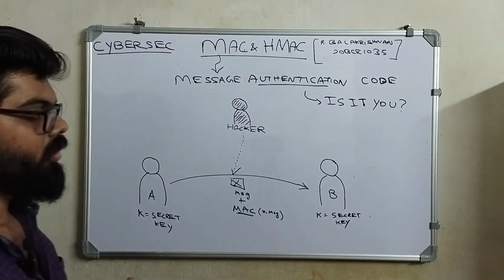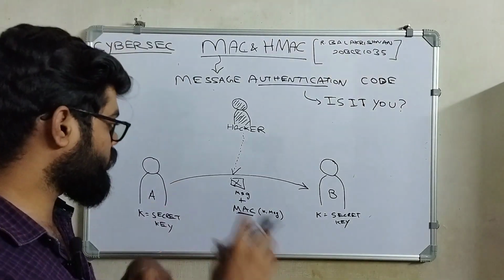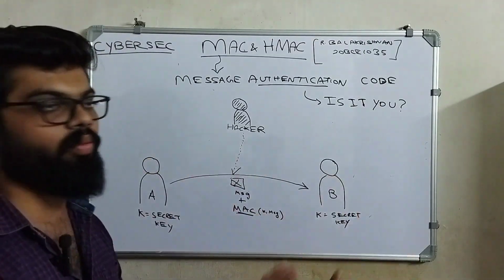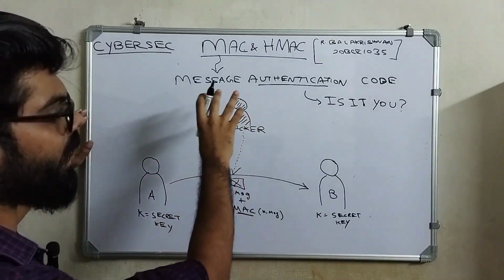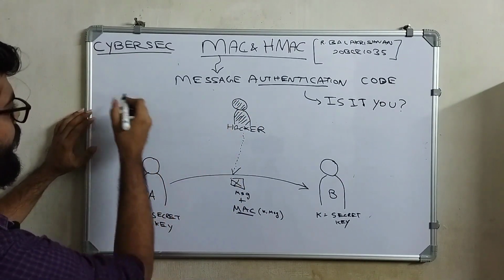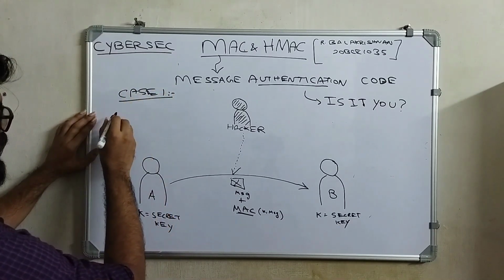So after verification, let us see how it can be tampered with. We now saw both things: generation and then verification. Now let's see two cases in which the hacker can still tamper with it. Let's say case 1.